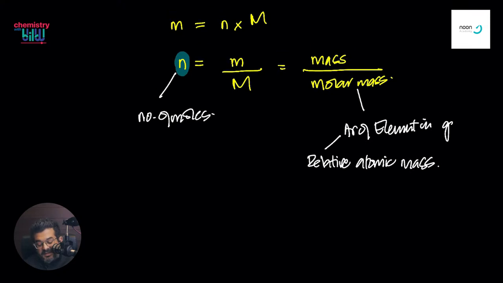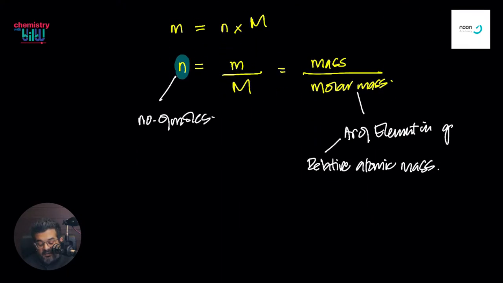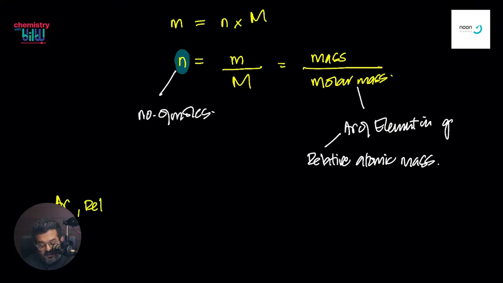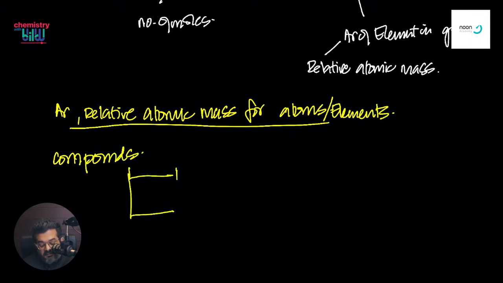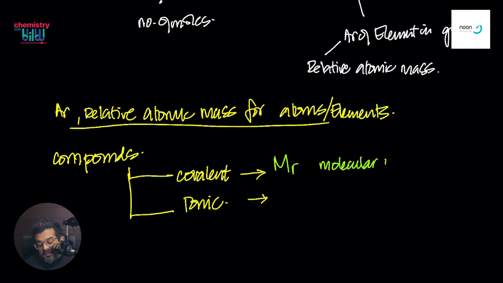Now, this becomes an automatic thing to use. And it isn't just applied to elements. It can also apply to compounds. So we use the term Ar, relative atomic mass, for atoms of elements. Remember, pure substances are either elements or compounds. And when we have compounds, we know we have two kinds: covalent and ionic. For covalent, the term we use is molecular mass, and many times you use the symbol Mr. Technically speaking, molecular mass can only be used for covalently bonded molecules.